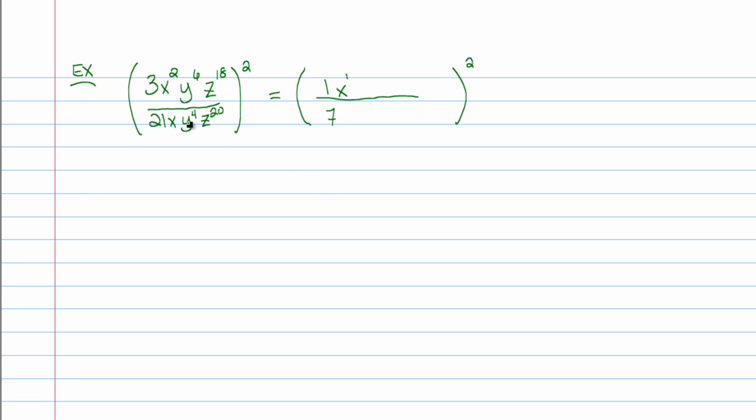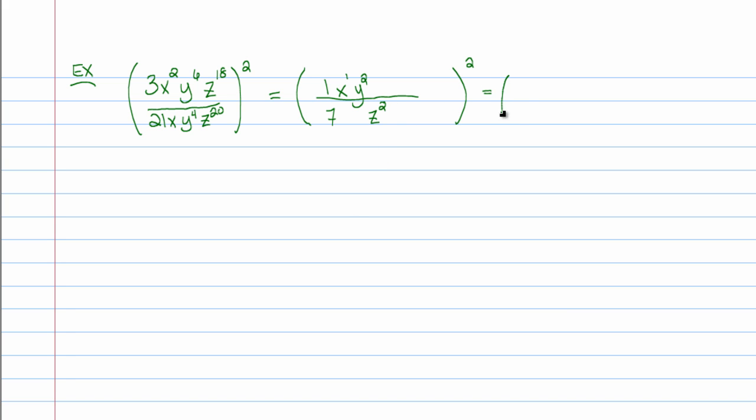The y's have the same base. We have y to the 6th on top, y to the 4th on bottom. Who wins and by how much? The top is the winner. It's a bigger number by 2. z to the 18th on top, z to the 20th on bottom. Compare them. Who wins by how much? Well, the bottom wins. It's a bigger exponent on the bottom, and it wins by 2.